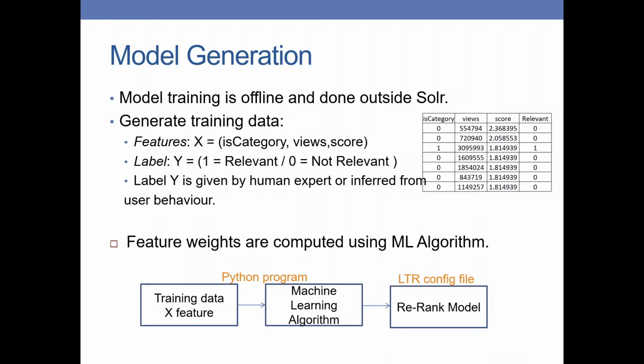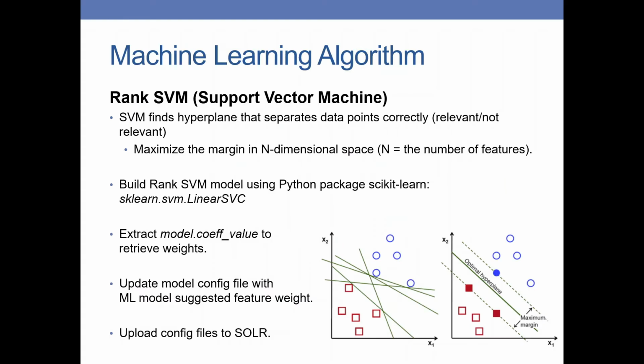Okay, so let's look into the machine learning algorithm which I've used for this demo. Here I have used a linear model, rank SVM, for this LTR demo. There are multiple algorithms like LambdaMART, LambdaRank, RankNet. These are neural net kind of models which you can train using the SOLR feature data. Rank SVM is similar to linear classification built using SVM.